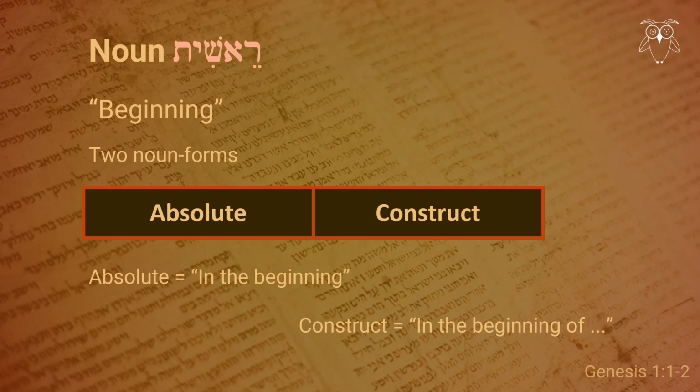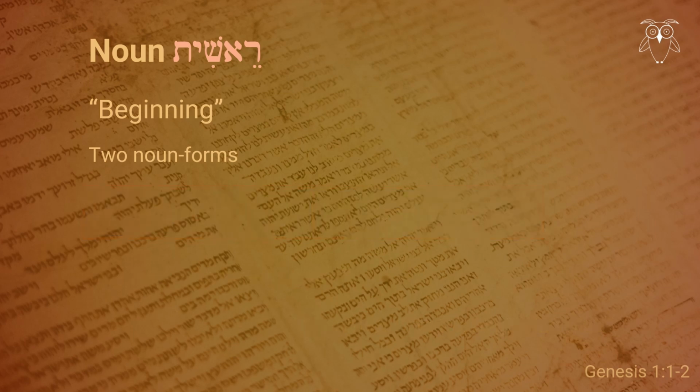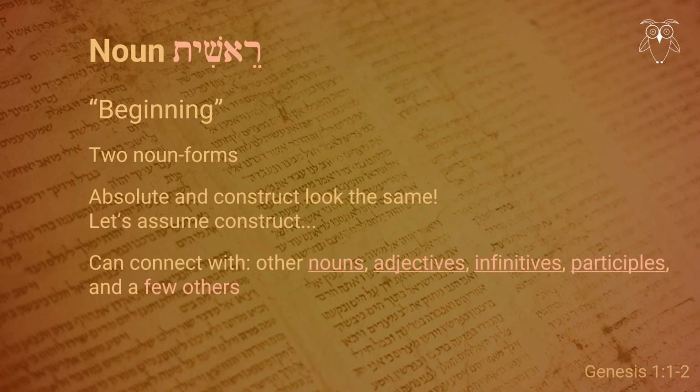And the second thing you should know at this point is that you can often see if a noun is in the status absolute or the status construct. But it also happens quite often that the two forms look identical. So let's look at the context here. If we are to assume that it is the status construct, that means we have to find a word that fits in the slot of X.